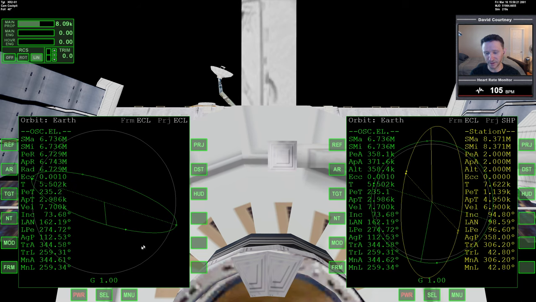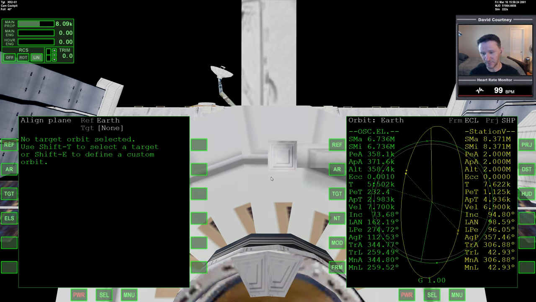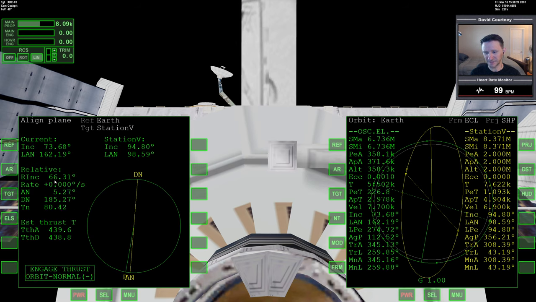Now, how far out of plane am I with the StationV? So let's bring up Align Plane MFD. Let's target StationV. And we are 66.31 degrees out of plane. So that's a big number. Maybe as an absolute beginner, I wouldn't think anything about it. I'd be like, 66 degrees, okay, whatever. So I write that down. So I have all of my information now. Well, almost all of my information. If I were an absolute beginner, I would probably stop right there and just try to perform this maneuver. But once we learn a few more things, we have to take into account fuel planning.